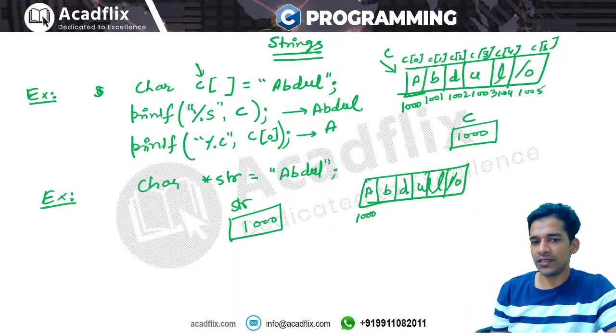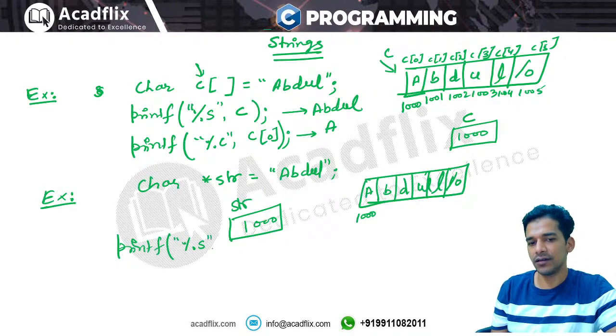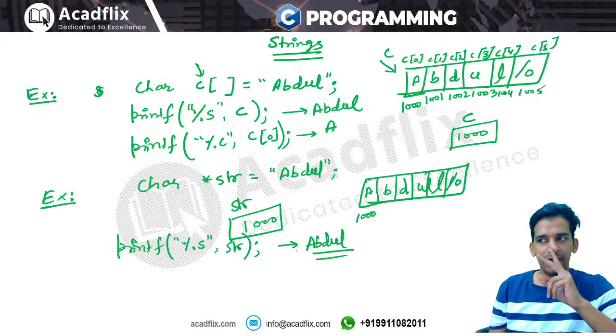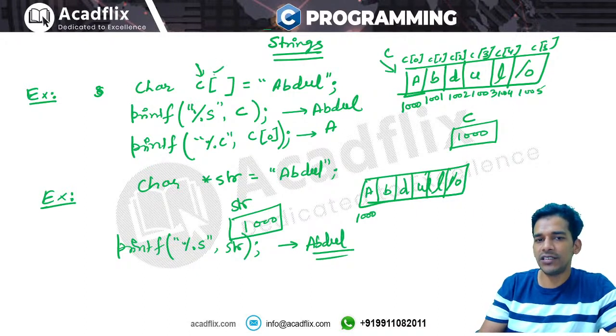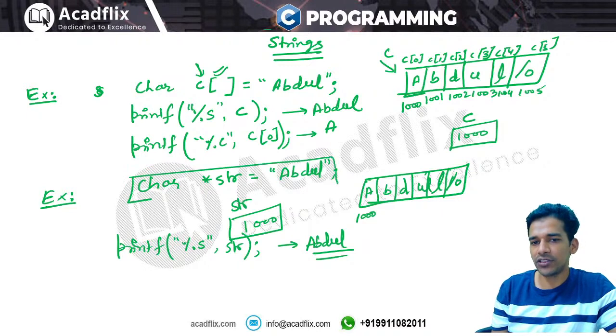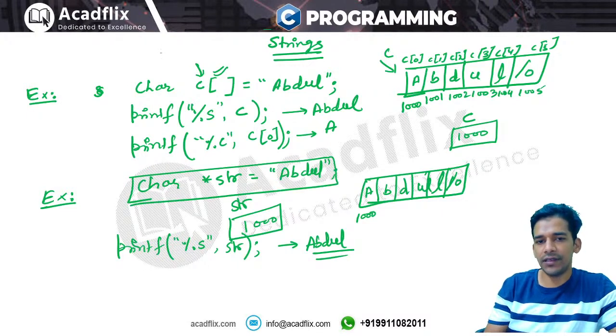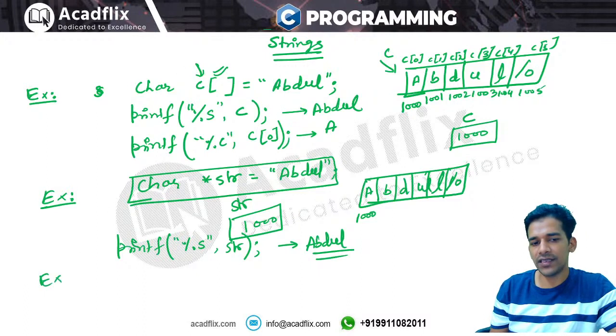If you want to print this string, you can directly say printf %s str. So this will print your complete string. But the difference between these two is that when you declare a string using the array, you can change the characters of the string. But if you declare a string using the pointer, then you cannot change the characters. For example, in this case, let us say C1 equals to U, right?